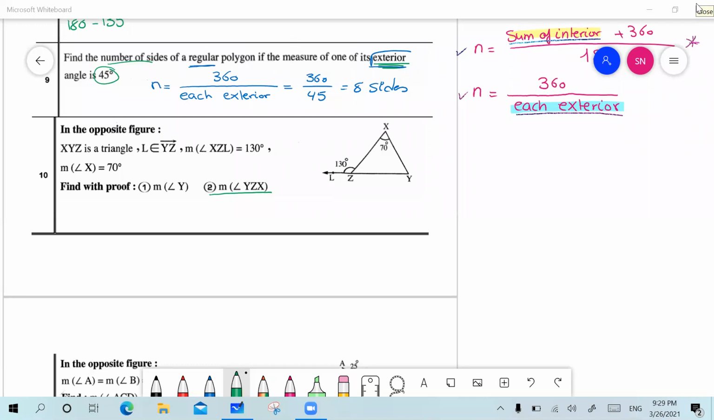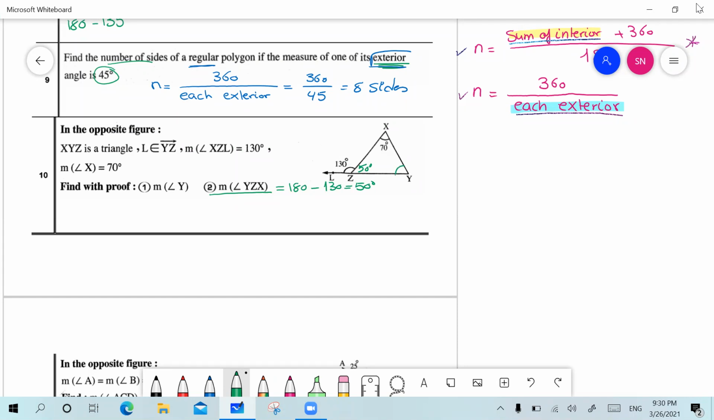Angle YZX, I will do 180 minus 130 because of the straight line. Exactly. Here it's all on the same straight line. So to find the missing angle, I am going to make 180 minus 130, which is going to be equal to 50 degrees. So now I know that this angle is equal to 50 degrees.